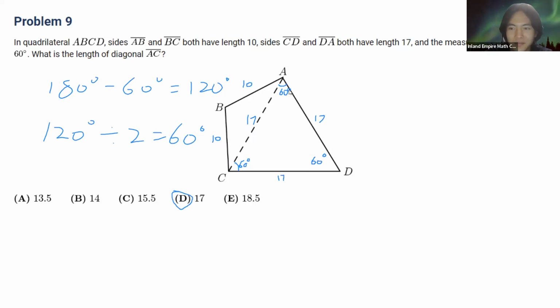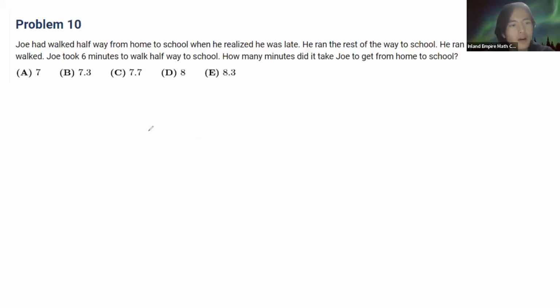Leo, does this make sense? Joyce, does this make sense? Are there any questions? Going once, going twice. Okay, great. All right. Let's delete all of this. Okay, problem 10.